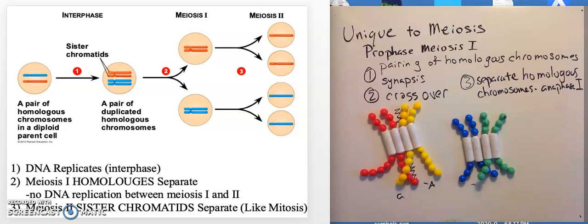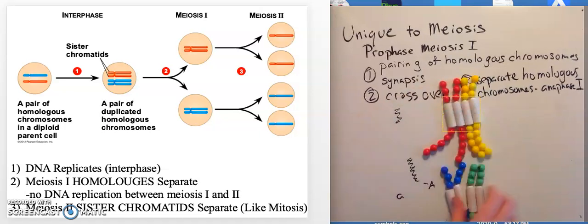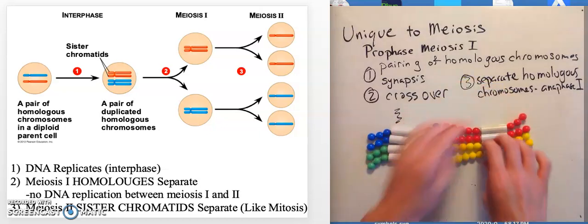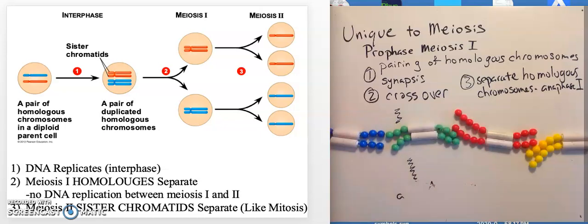So we go to metaphase, and these chromosomes are going to line up along the metaphase plate. We'll turn it like this, okay? And then during mitosis, it would look like this, right? During mitosis, nothing would be paired up.